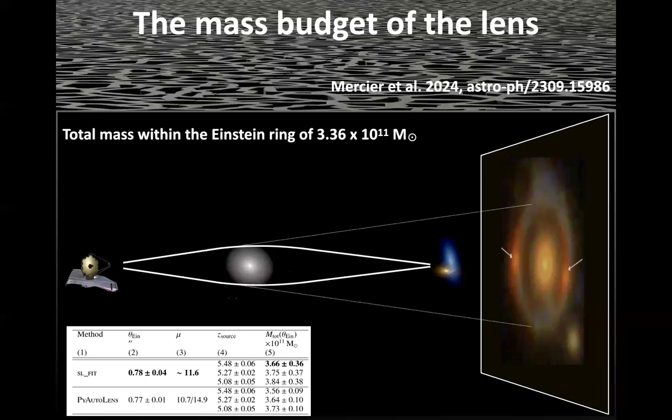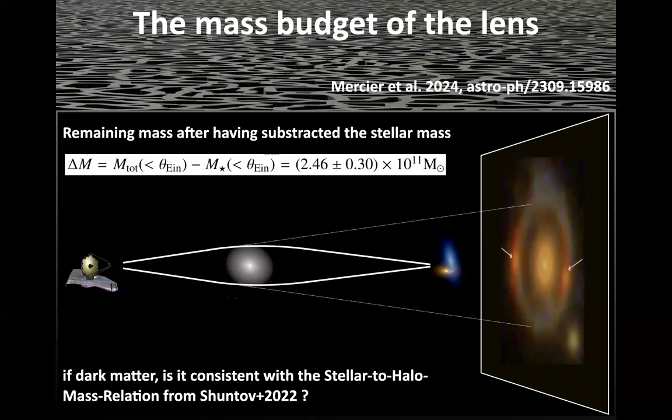Let's do a bit of science with this object. Basically, what you are doing is you model this source. With the different models of Raphael Gavazzi and James Nightingale, we can get the total stellar mass inside the Einstein ring. We derive a mass of 3 times 10 to the 11, consistent with the two codes. What is really interesting is that we can subtract, inside this Einstein ring, the total mass minus the stellar mass of your object. That's what we call the remaining mass.